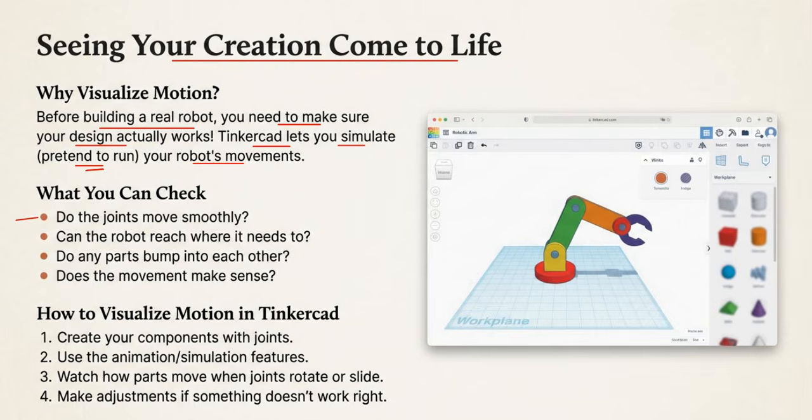First thing, do the joints move smoothly or not? Can the robot reach where it needs to? And what are the various components you need for that operation? For your robot, what are the different types of operations it can do? Do any parts bump into each other?